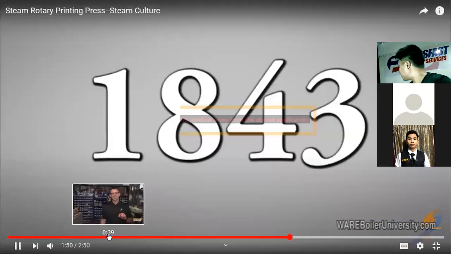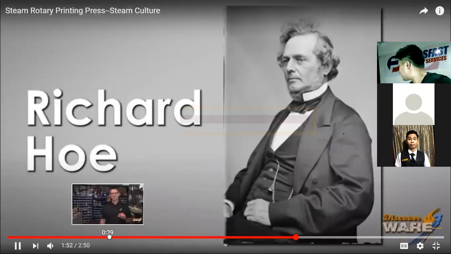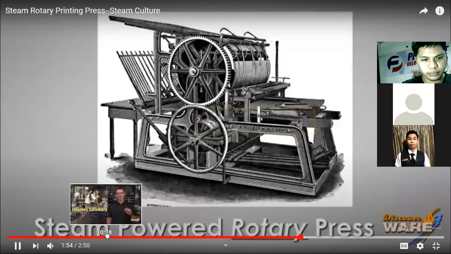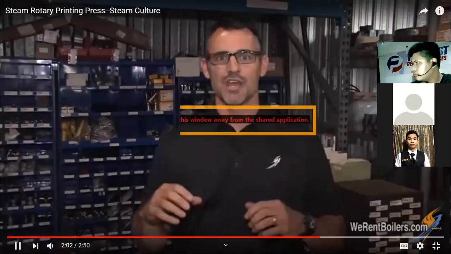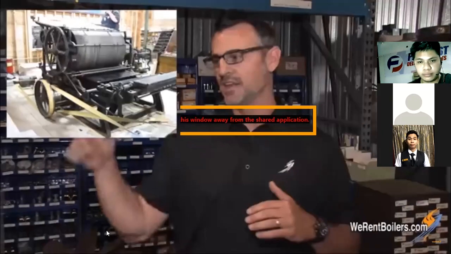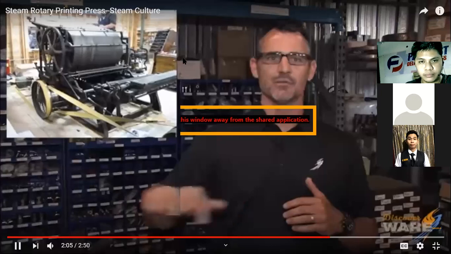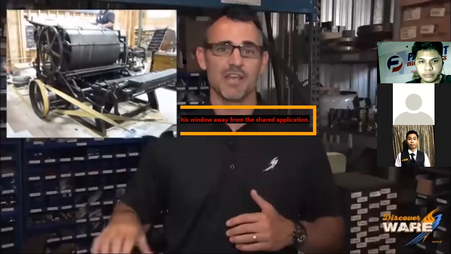Well, in 1843, an American by the name of Richard Hoe created the first steam-powered rotary press. So he upped the game a little bit, and what he did is he put the printing plate in the cylinder. So now the paper could be continuously fed as the cylinder continuously ran, and we went from printing a couple thousand pages a day to millions of pages a day.